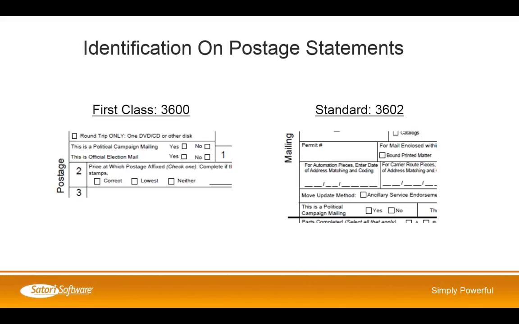And so it's interesting, though, in the two different forms, they show up in different locations of the postage statement. So on the first class one, there is a postage block area, and you'll see it there in the little snippet of it that's called out. But in the standard form, it's actually in the mailing section where it identifies it as a campaign mailing. But those would be the two spots that you would see it identified on the postage statement as well.